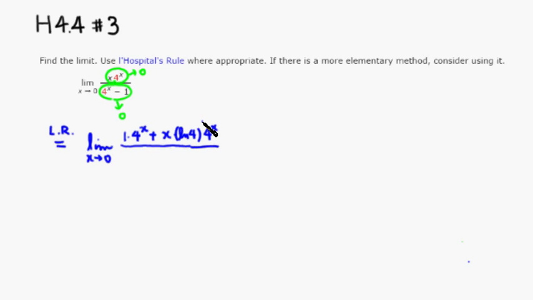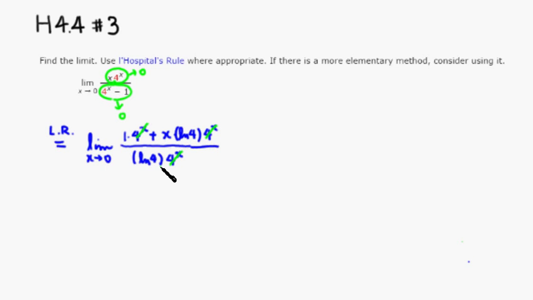Then on the bottom we're going to have the same thing, natural log of 4 times 4 to the x, and the derivative of -1 is 0. Everything seems to have 4 to the x there, so we can cancel them out. The 4 to the x divided by 4 to the x cancel out, and the same thing here.